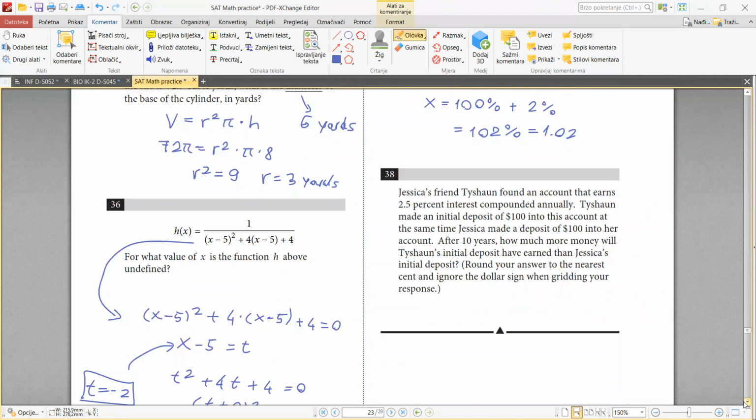Jessica's friend Tyshawn found an account that earns 2.5% interest compounded annually. Tyshawn made an initial deposit of $100 into this account. At the same time, Jessica made a deposit of $100 into her account. After 10 years, how much more money will Tyshawn's initial deposit have earned than Jessica's initial deposit?